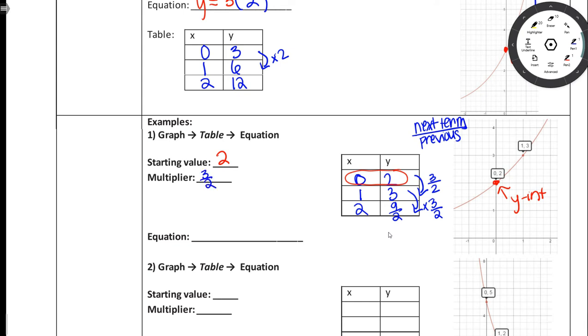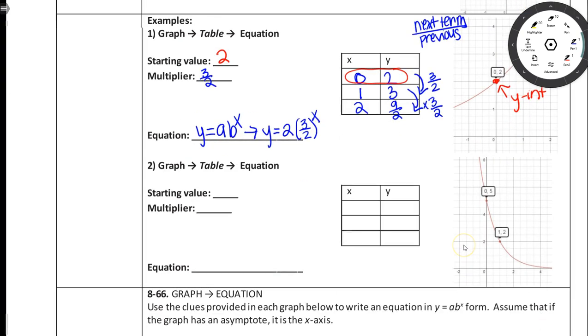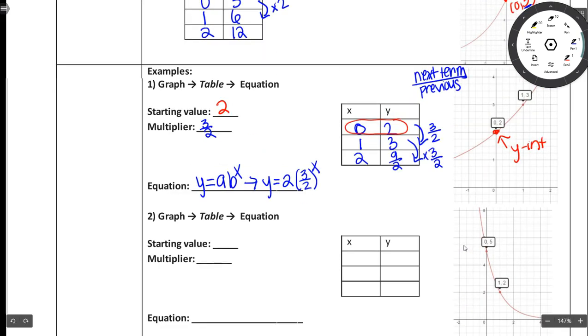And now I can write my equation. y equals a times b to the x, and that becomes y equals a, which is my starting value 2, times b, my multiplier, to the x. Same thing in this example. And just to mention, this makes sense because 3/2 is larger than 1. And when your b value is larger than 1, it's going to be growing exponentially.